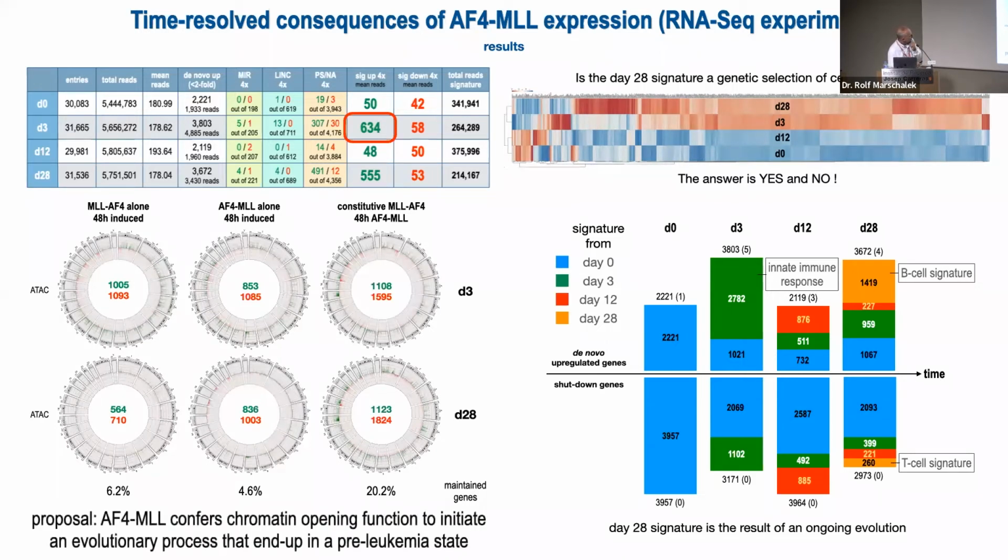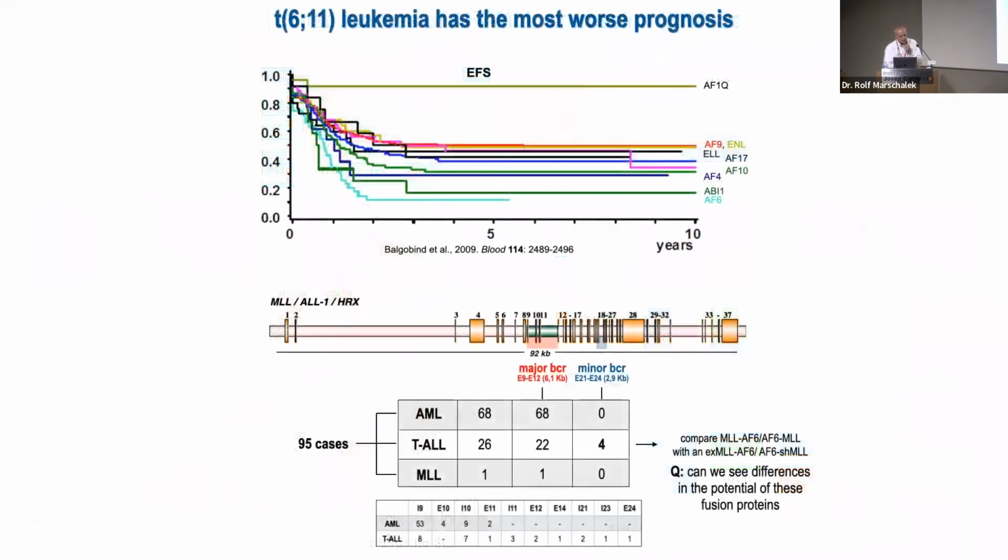This was the story with T411, and the other one was T611, which is the worst leukemia you can get because your survival rate is in the range of 10%. And interestingly enough, when we decided on this project, we had only 95 cases in our database, and you see most of the breaks are in the major breakpoint cluster area, and you normally get AML when you have this translocation. But we saw also later on in this area breakpoints, which is a new minor breakpoint area of MLL, after exon 21. And we see when having breakpoints here, we get T-cell leukemia.